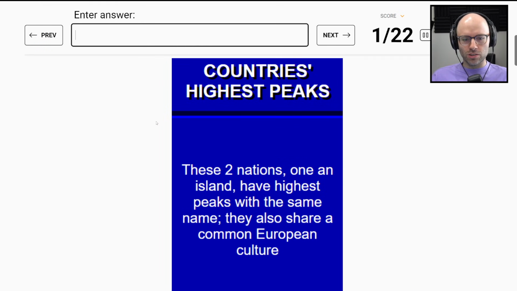These two nations, one an island, have highest peaks with the same name. They also share a common European culture. What is Corsica and Italy? I have no idea.